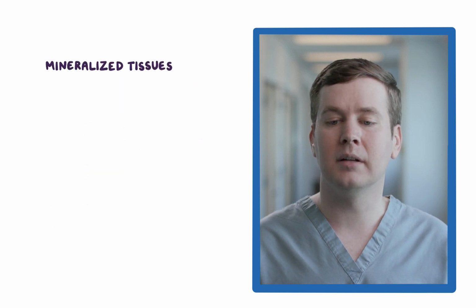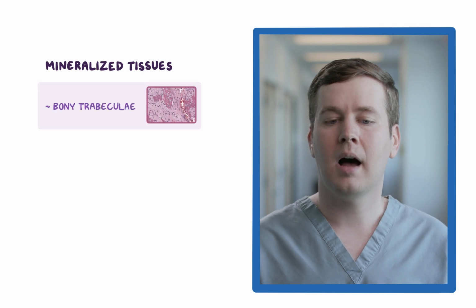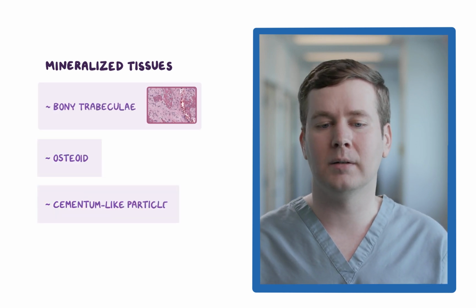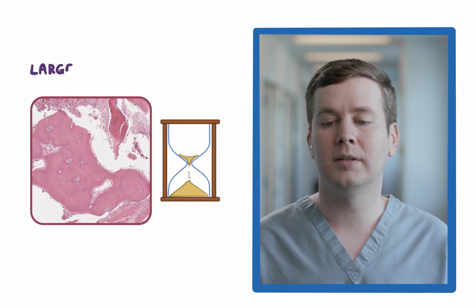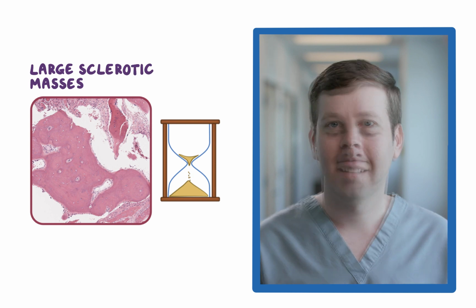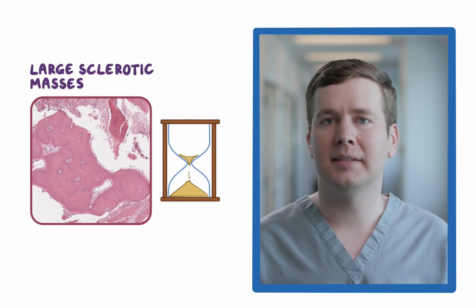Cemento-osseous dysplasia can contain a variety of mineralized tissues, including bony trabeculae, osteoid, and cementum-like particles. Over time, as the lesion matures, the mineralized tissue can coalesce and form large sclerotic masses. This concludes a review of cemento-osseous dysplasia.